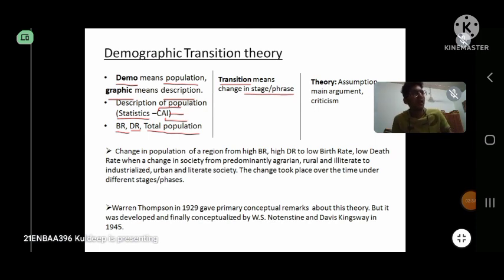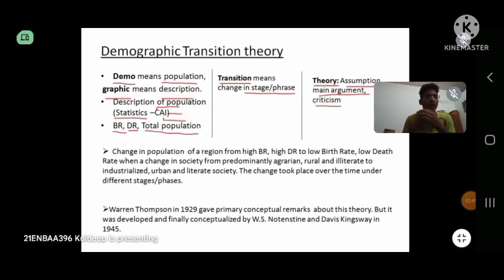And the third term is theory. Theory means three things: first, we assume something, then there is the main argument, and then there is the criticism. Whenever we give a theory, first we assume it, and then we prove it. While proving, we also give a main argument, the main purpose of this theory. And then finally, there are criticisms. So this was the whole term demographic transition theory.